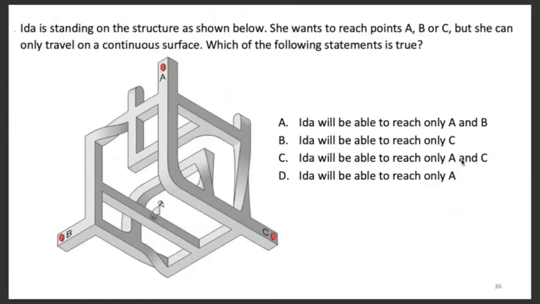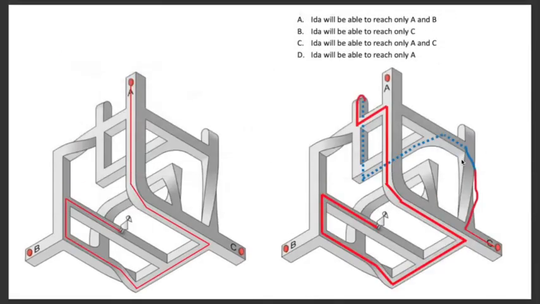Ida is standing on a structure as shown below. She wants to reach point A, B, or C, but she can only travel on a continuous surface. Which of the following statements is or are true? Okay. So this is how Ida walks. Ida can move to option A through this trajectory, which is shown here. So A works. And Ida can also reach option C through this trajectory.